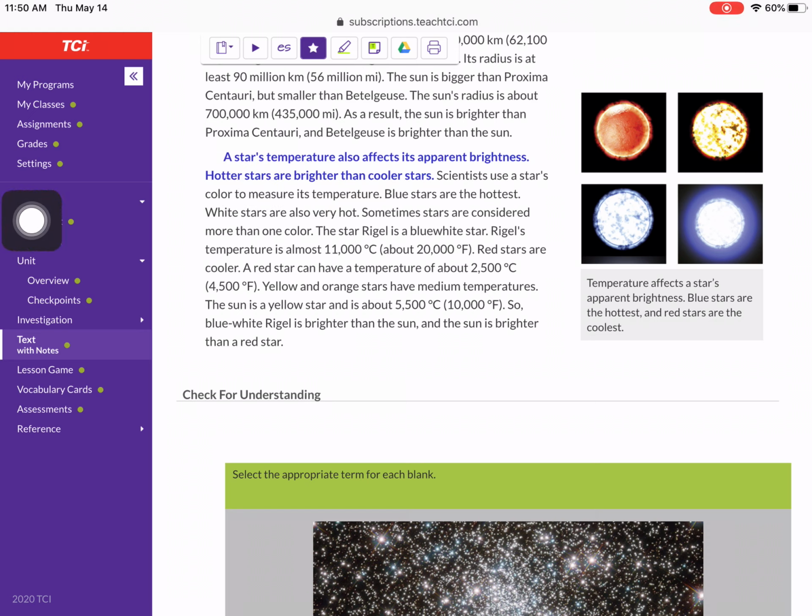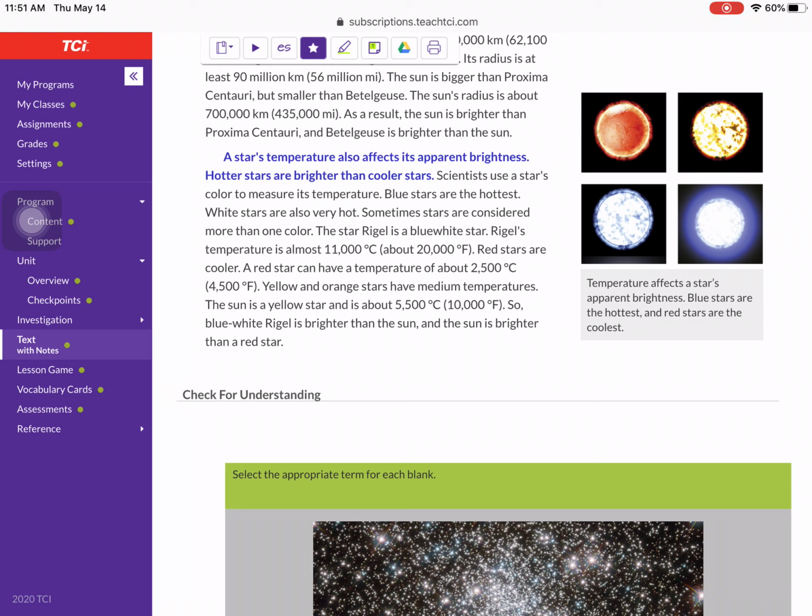A star's temperature also affects its apparent brightness. Hotter stars are brighter than cooler stars. Scientists use a star's color to measure its temperature. Blue stars are the hottest. White stars are also very hot. Sometimes stars are considered more than one color. The star Rigel is a blue-white star. Rigel's temperature is almost 11,000 degrees Celsius, or about 20,000 degrees Fahrenheit. Red stars are cooler. A red star can have a temperature of about 2,500 degrees Celsius, or 4,500 degrees Fahrenheit.